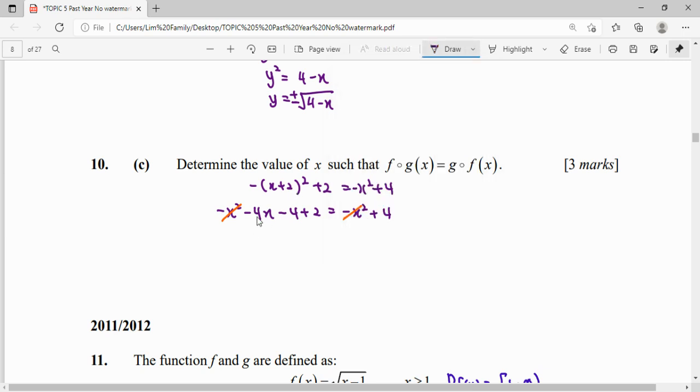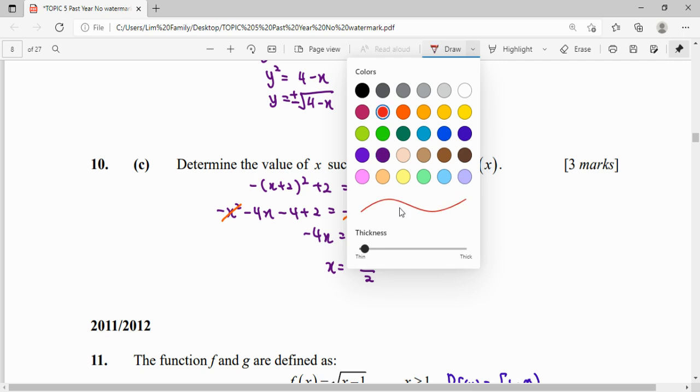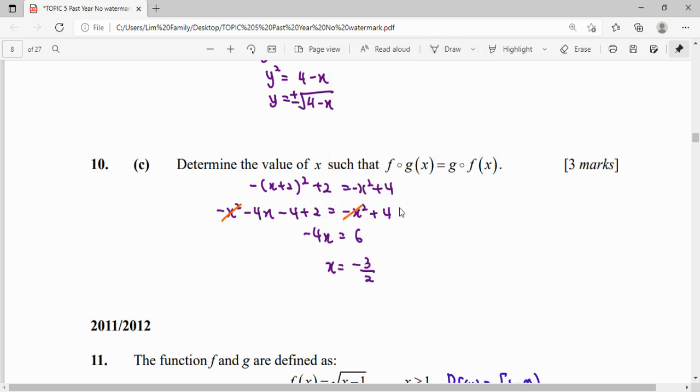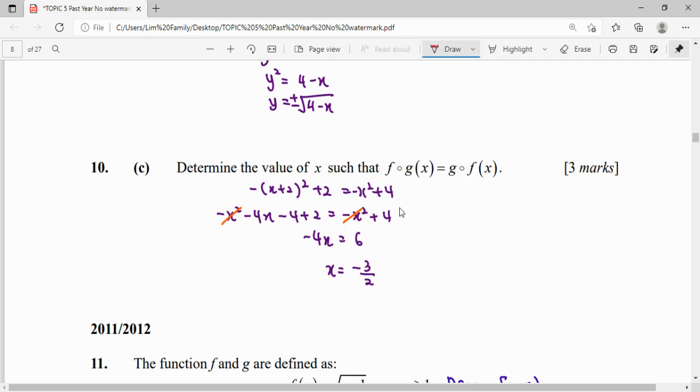So our x term here is negative 4x. And then our value here, negative 2, we move to the right hand side and it becomes plus 2, equals 6. So x equals negative 3 over 2. So here is the concept, and we simplify to get the answer.